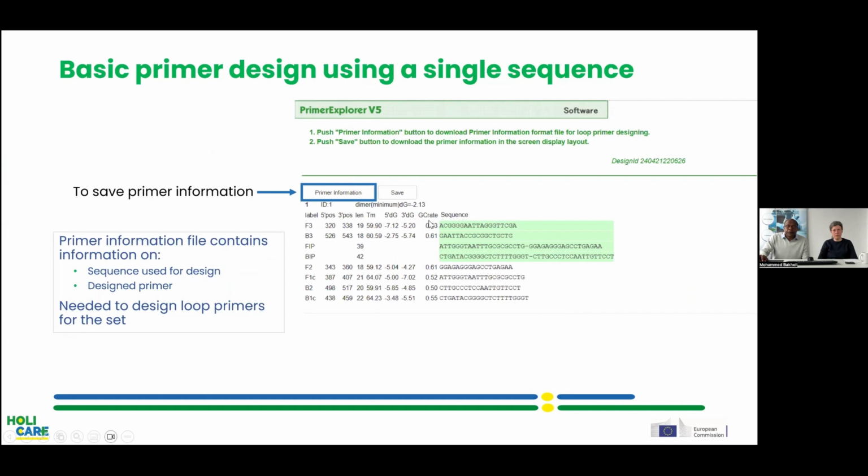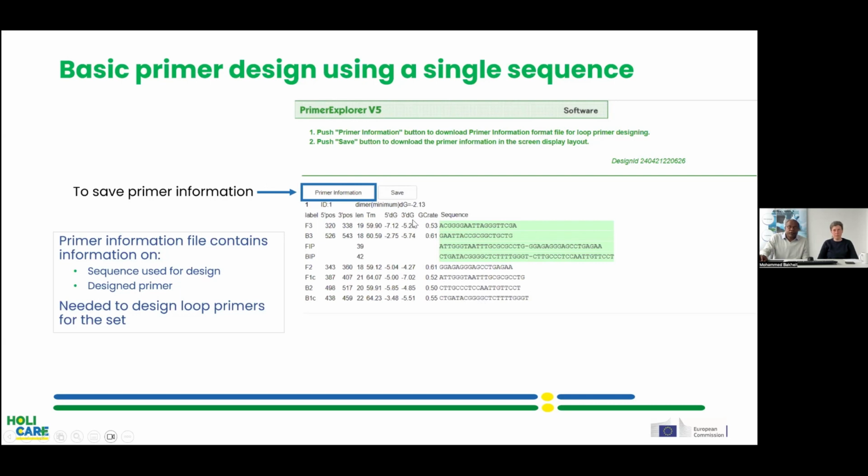There is a lot of information also displayed with the primer set. Here in this green window you see the forward outer primer and the backward outer primer, but then you also have the whole FIP primer with its 2 parts and the BIP primer with its both parts. And these parts are also individually displayed down here.